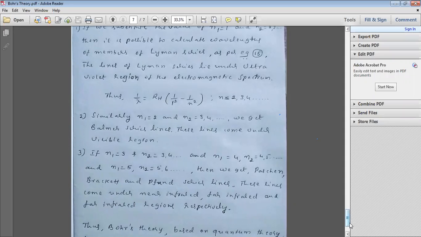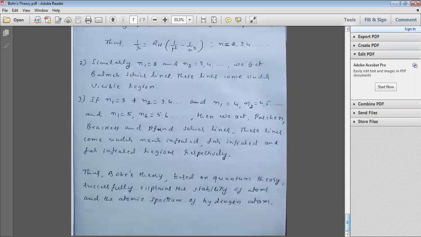Anyhow, I would like to give one conclusion. As per Bohr's theory, and remember this Bohr's theory is completely based on Planck's quantum theory, we can say that Bohr's theory successfully explains the stability of atoms and the atomic spectrum of the hydrogen atom. So far what we have discussed is only the spectrum of the hydrogen atom, so we shall not bother about the spectra of other atoms. Actually, Bohr's theory fails to explain the spectrum of other atoms.